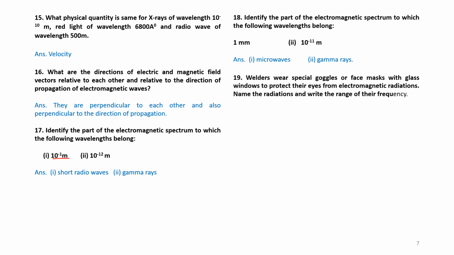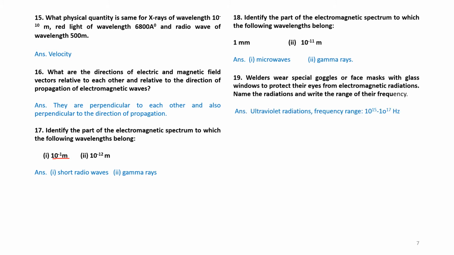Question number 19. Welders wear special goggles or face masks with glass windows to protect their eyes from electromagnetic radiations. Name the radiations and write the range of their frequency. Here we have seen practically that welders are wearing special goggles to prevent the effect of electromagnetic radiations. The question asked is name these radiations and write their frequency range.